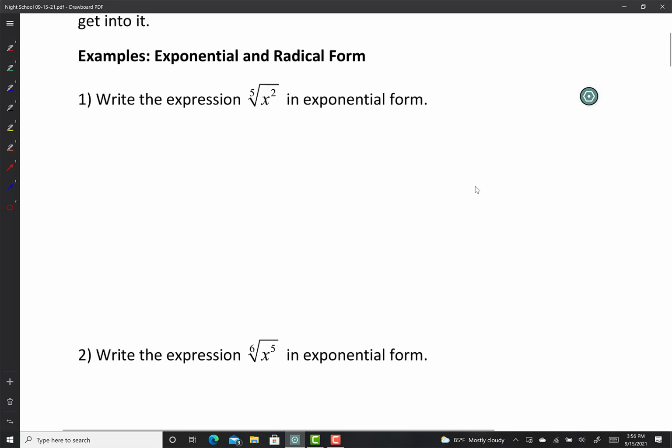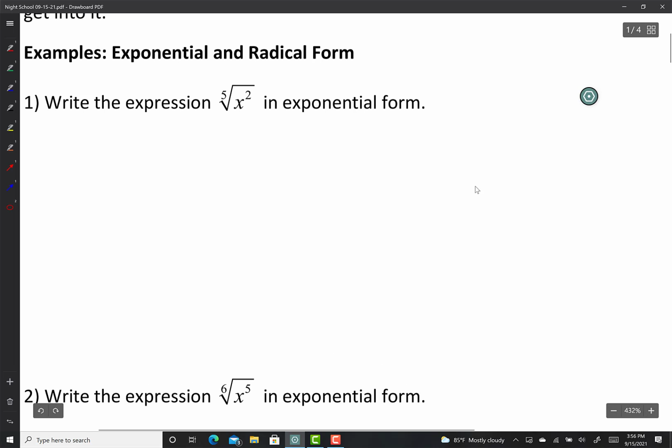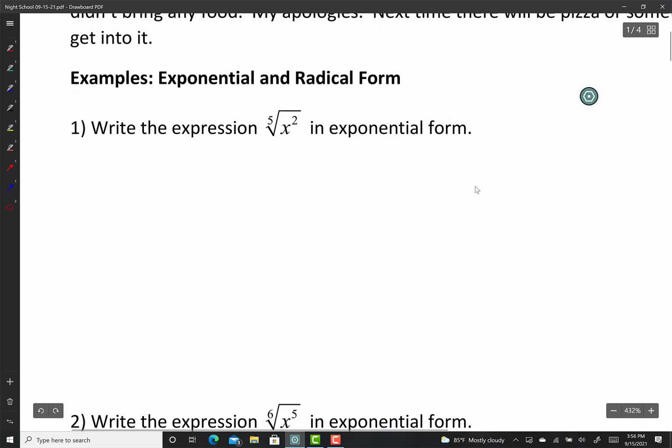I have an expression here. It says the fifth root of x squared, and it wants me to write it in exponential form. So how do I write that in exponential form? You do it like this. You go x to the 2/5, where the 2 is the squared, that's from x squared, and the fifth, the denominator, is the fifth root.